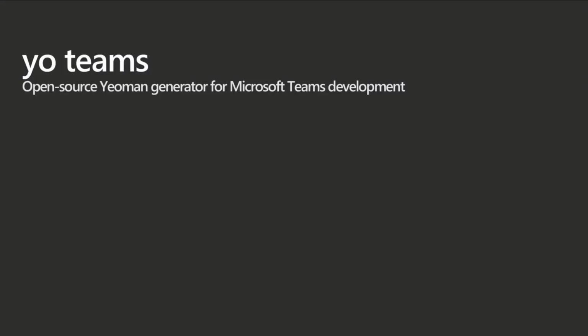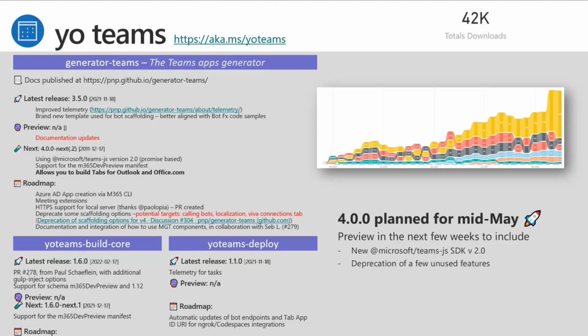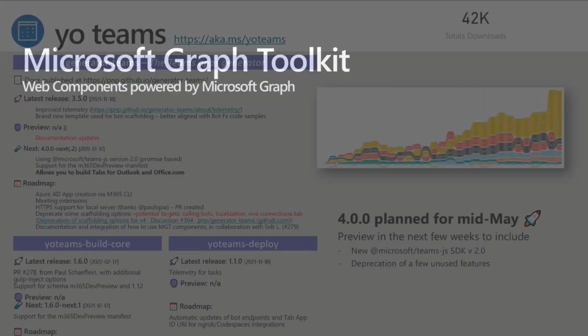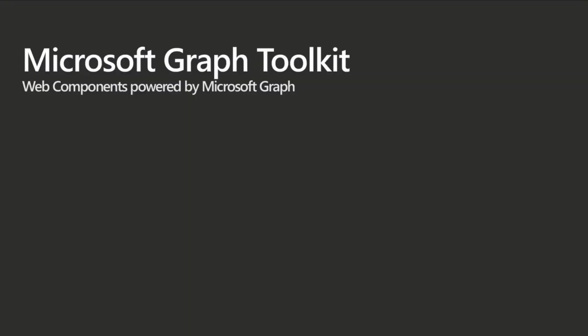Exciting stuff. Let's move on to Yo Teams, where we continue to see the usage of Yo Teams increasing. In fact, so much excitement that 4.0 has been planned for mid-May. So look for the preview in the next few weeks to include new Microsoft/Teams-JS SDK v2.0 and deprecation of a few unused features. You can always learn more at aka.ms/Yo Teams.